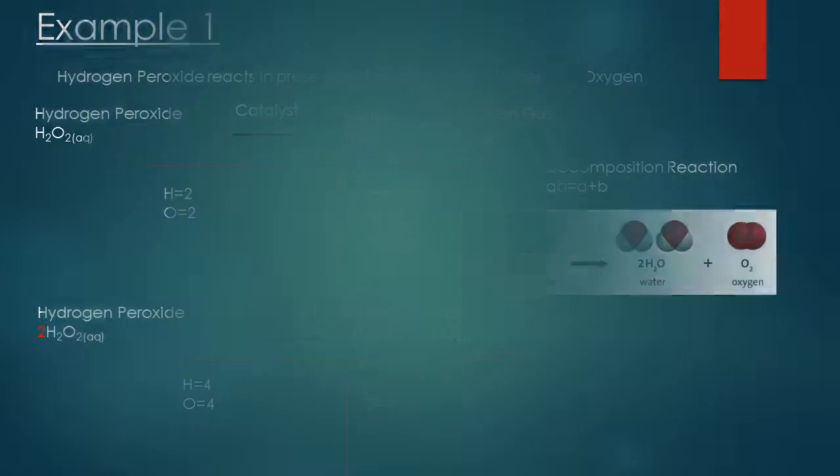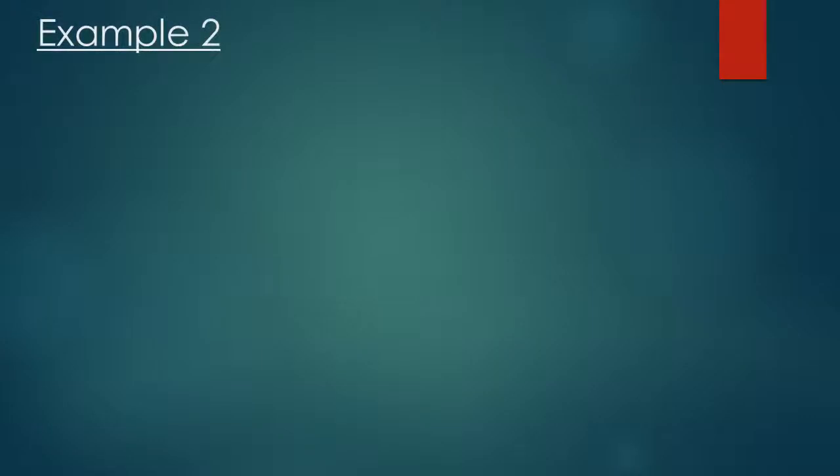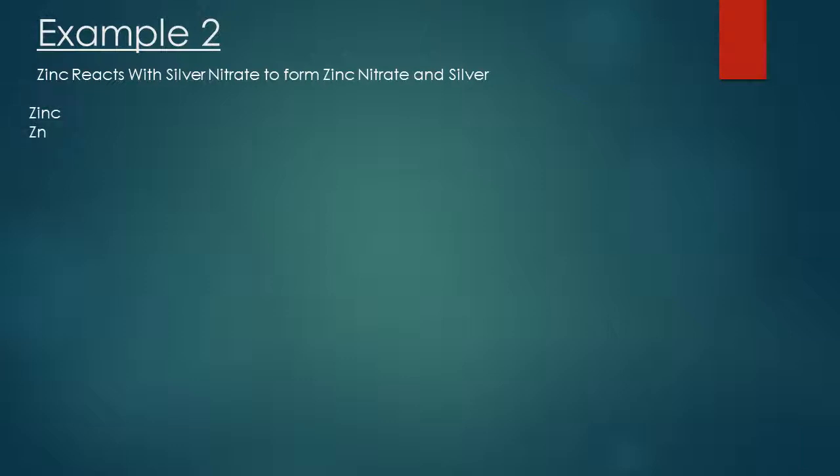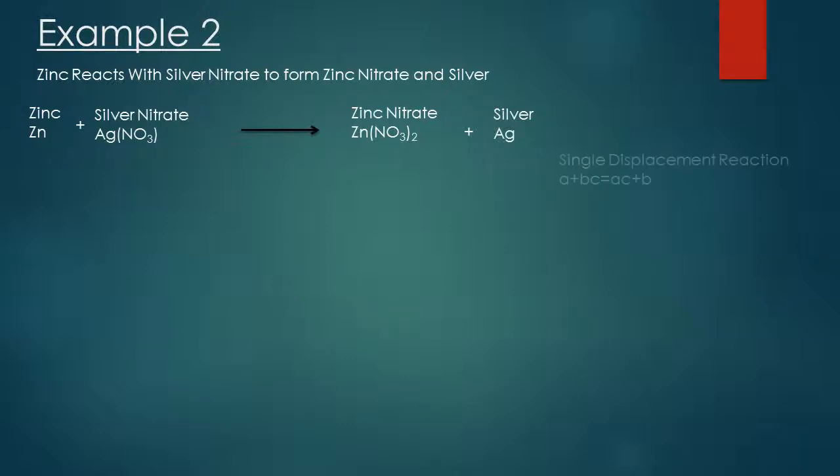Example 2. Zinc reacts with silver nitrate to form zinc nitrate and silver. We follow the same procedure by writing the names of the elements and chemicals. So there it is. Notice that this is a single displacement reaction. So we start off by drawing a T-chart.